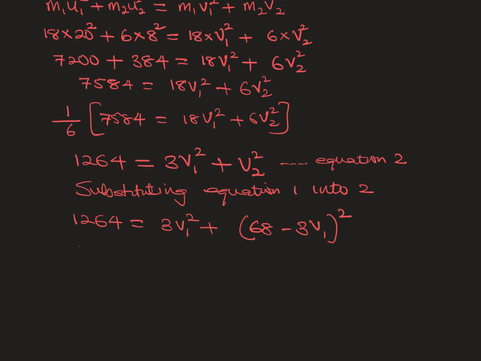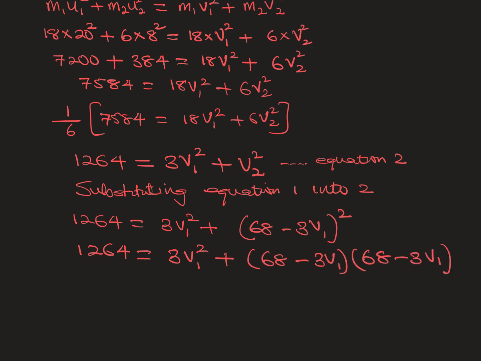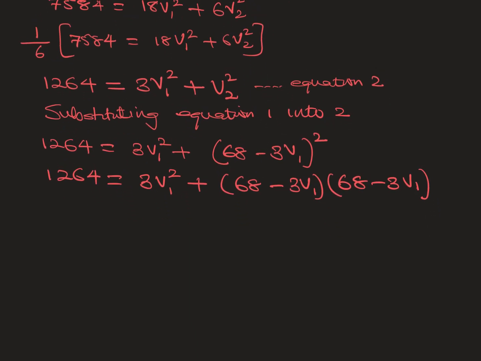Now, this should be 1264 is equal to 3 V1 squared plus 68 minus 3 V1 squared, meaning having 68 minus 3 V1 multiplied by itself. So we're going to have 68 minus 3 V1 multiplied by 68 minus 3 V1. How do you do the expansion when you have this kind of expression? You first take this number in the first bracket, multiply by whatever you have in the second bracket, then take this second expression here and multiply by all that you have in the second bracket.